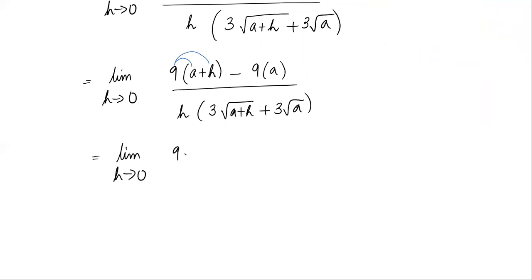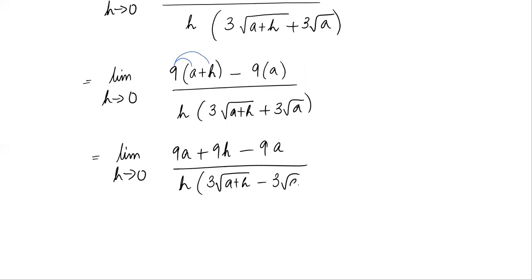Limit as h approaches 0, 9a plus 9h minus 9a over h times 3 square root of a plus h minus 3 root a. You can already see how it's all set up, right? The 9a and the minus 9a will go away. Your leftover term is 9h, and you have an h in the bottom. You don't have to do it in 2 separate steps because I can rely on your mathematical maturity. I believe you can understand that I'm doing 2 steps in 1, understanding what leads to the next. All right, so the h's will go away and you're left with the 9.